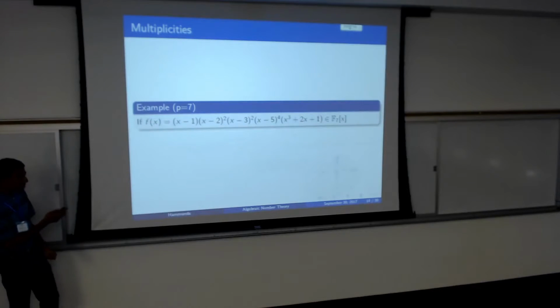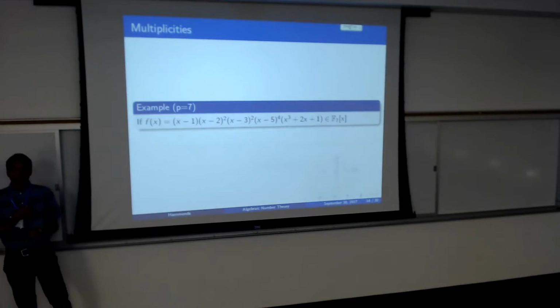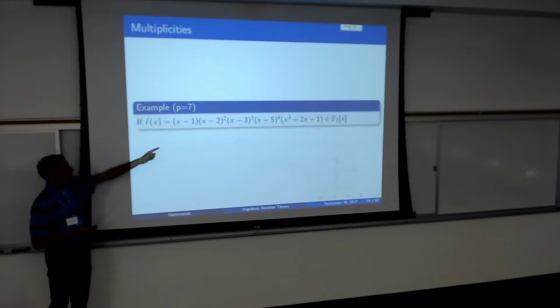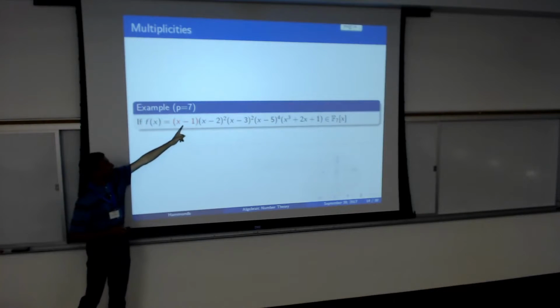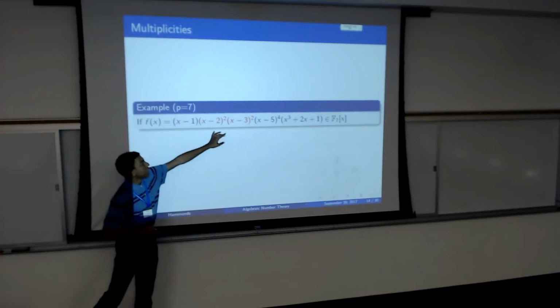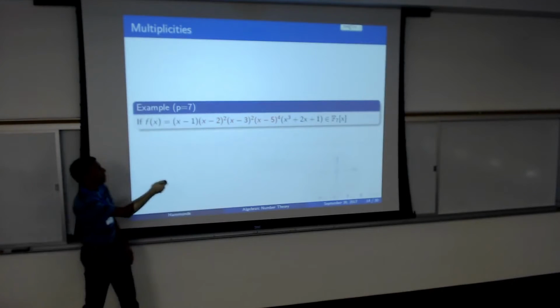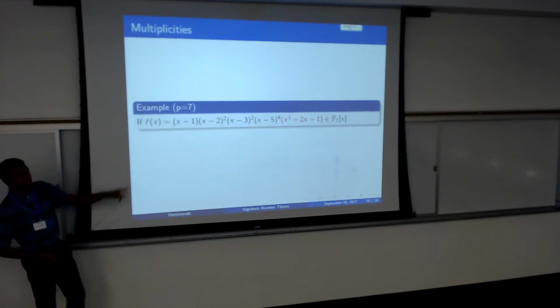Also, we need to discuss multiplicities. When I say multiplicities, what do I mean by that? So if f of x is this polynomial, this factor appears once. So 1 is a root, and 1 has multiplicity 1. 2 and 3 have multiplicity 2. It's just how many times it appears. And 5 has multiplicity 4. And then we have this thing at the end that doesn't really factor that well.